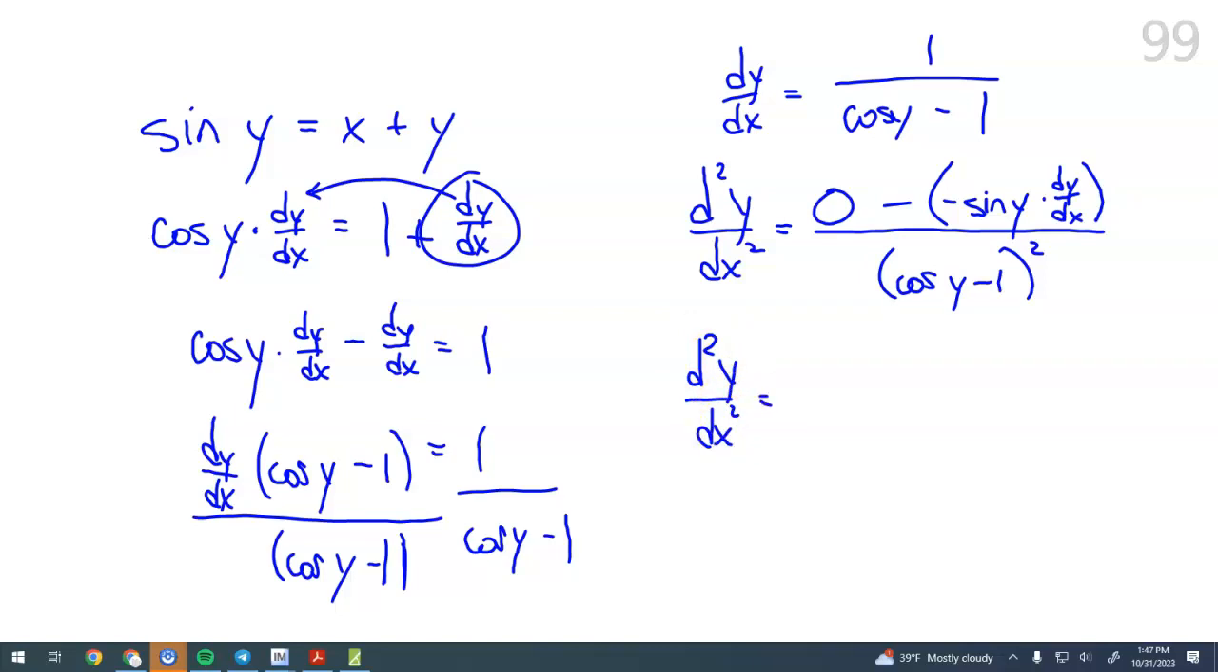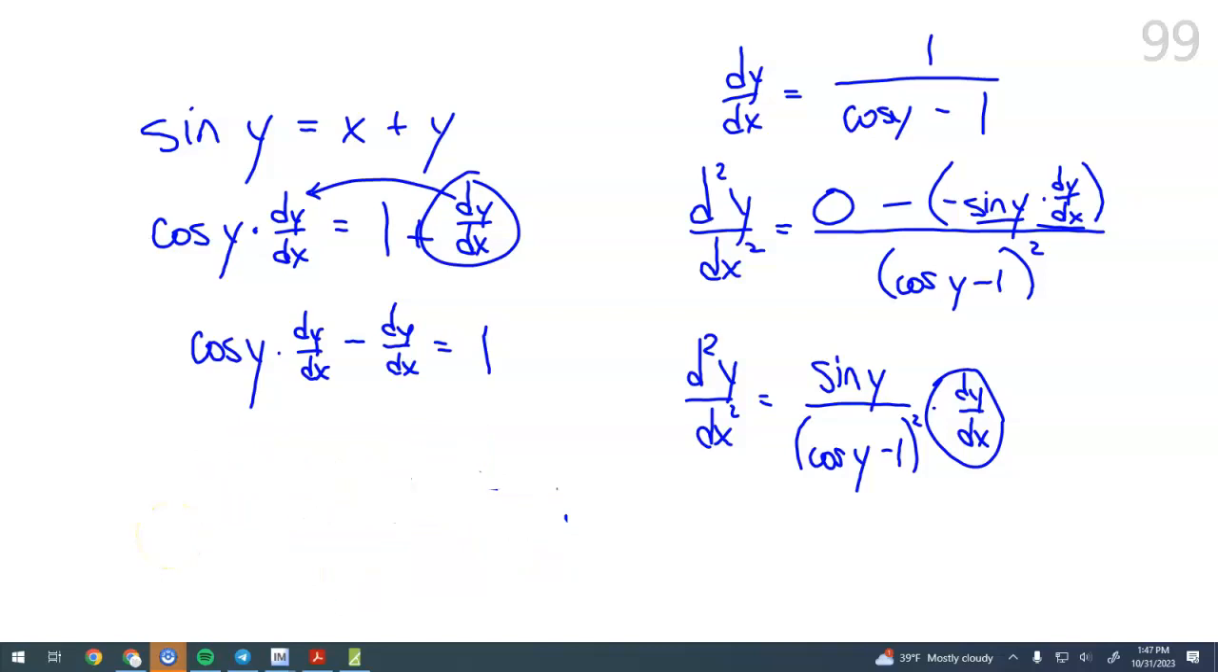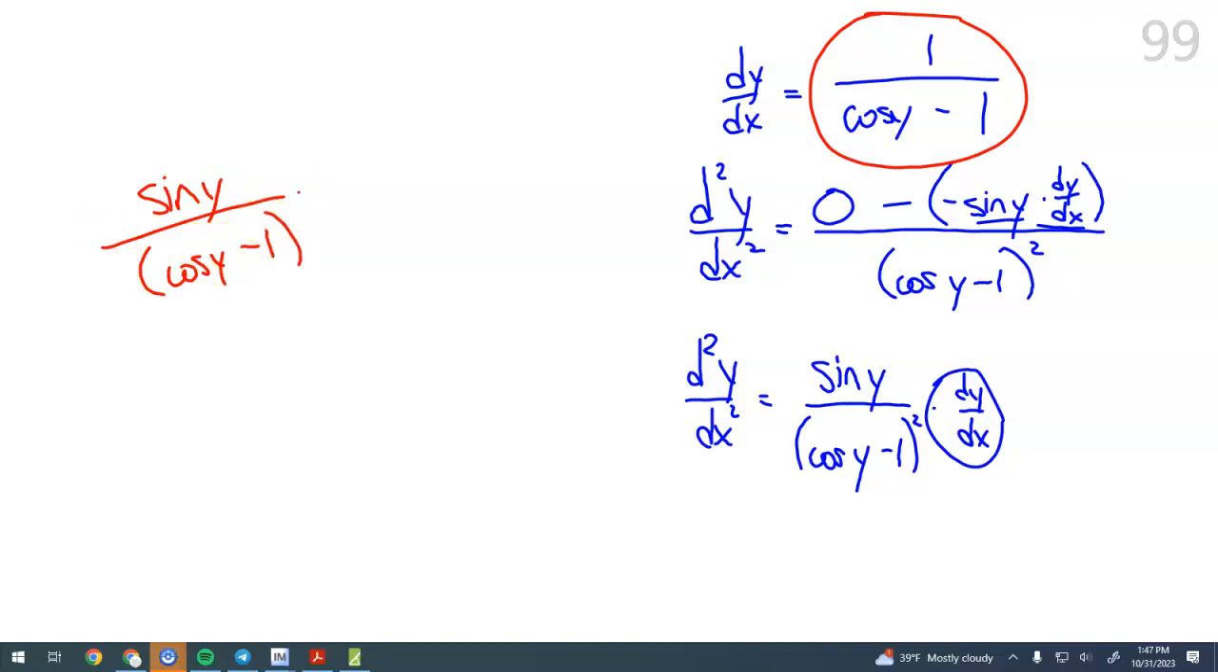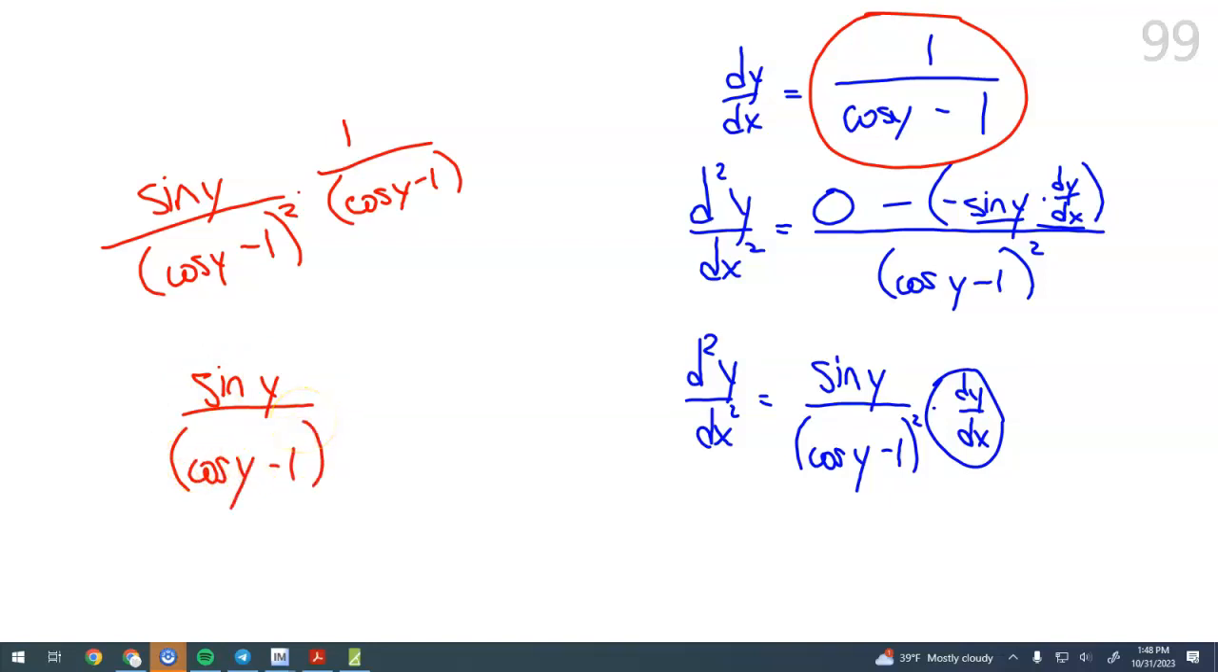So I could write this as sine of y over cosine of y minus 1 squared times dy dx. Like these two things are being multiplied together. So I could do it this way also, which just kind of sets up a little nicer for the last step. So what am I going to put in place of that dy dx? That guy, right? So I'll have sine of y over cosine of y minus 1 squared, times dy dx, which is 1 over cosine of y minus 1. So they would write their answer as sine of y over cosine of y minus 1 to the third.